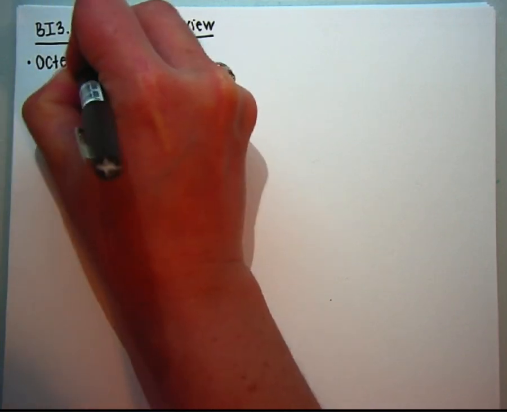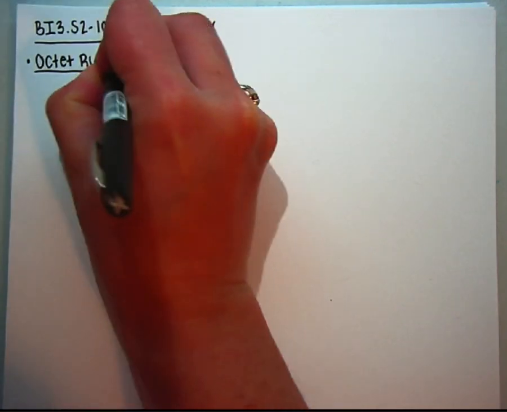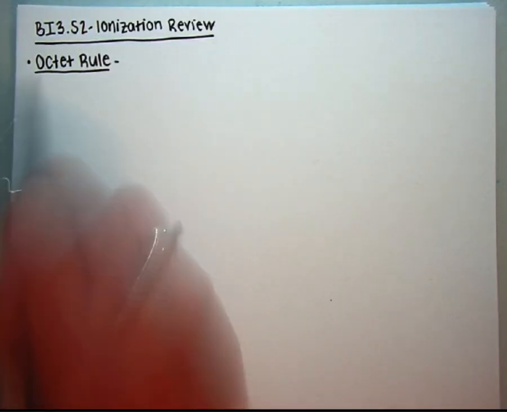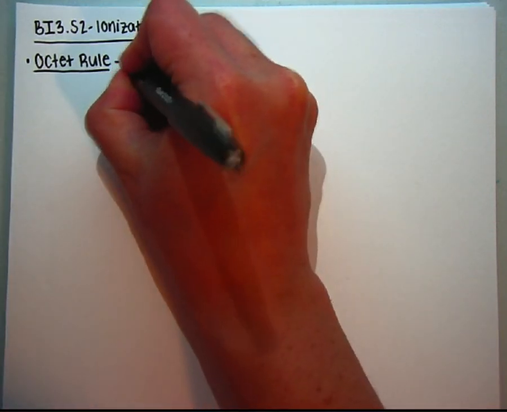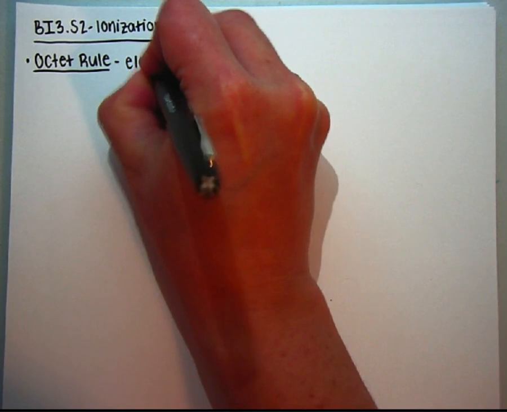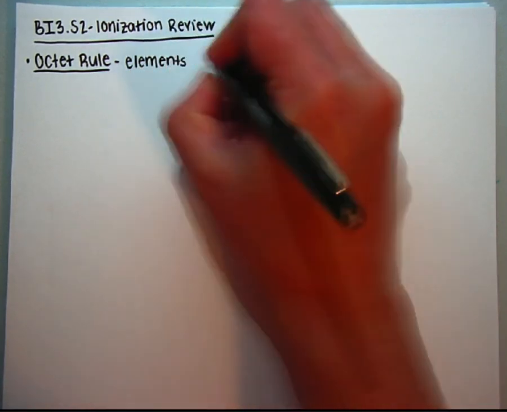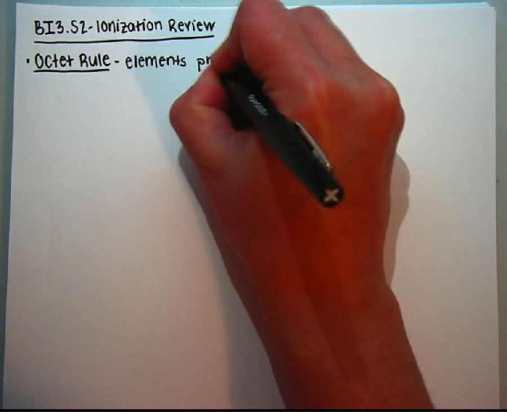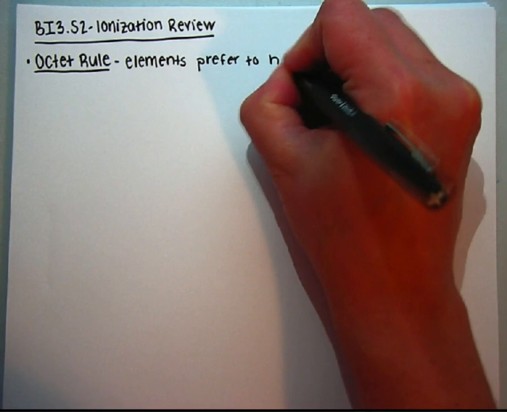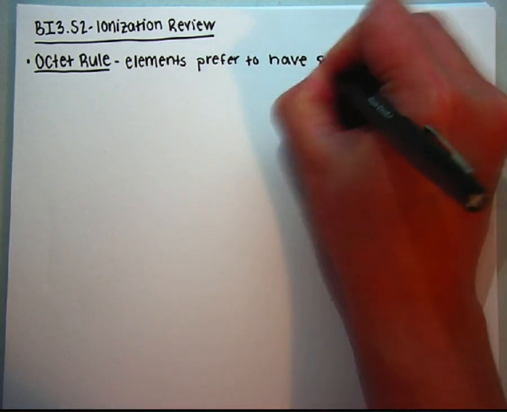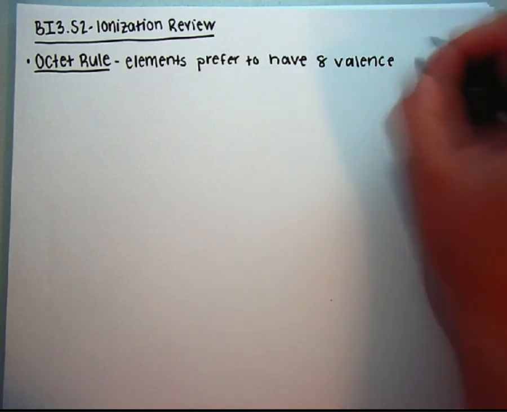So first, let's review the octet rule. Remember that prefix oct means 8, like an octagon. An octagon has 8 sides. Oct means 8. So the octet rule states that elements prefer to have 8 valence electrons.